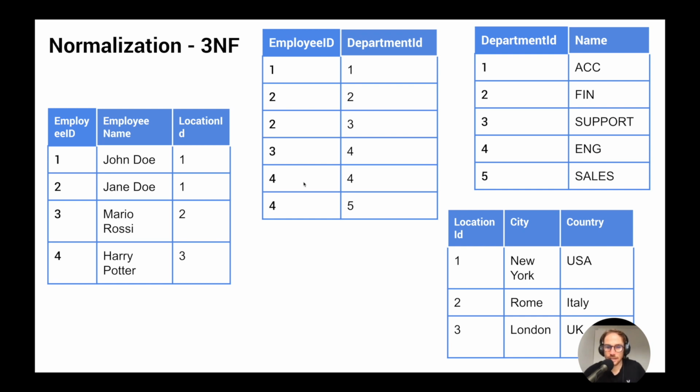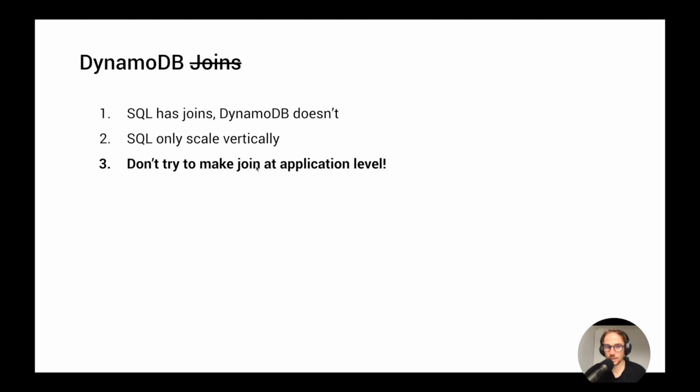So now that we have seen normalization, which is a big difference between relational and NoSQL databases, the second one is joins. Joins are basically a connection between tables that you can make when you do a query in the SQL database.